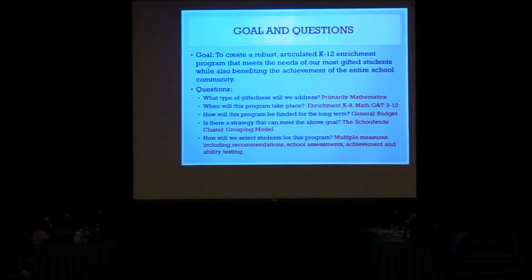Enrichment's going to be K-8. So those binders and other enrichment activities and software that we're going to look to implement, that will be a K-8 process. In math, the gifted talent program in mathematics will be 3 through 12. Obviously, moving up, those students would finally end up being in the AP calculus 2 courses as seniors. How do we fund it? Well, general budget, unfortunately, is where it would have to come from.